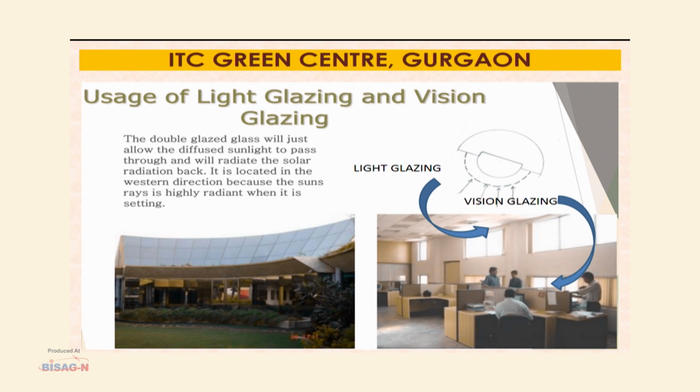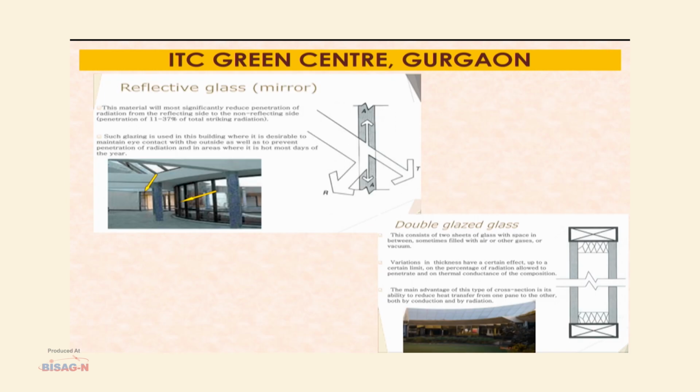It is located on the western side because the sun's rays are highly radiant when it is setting in the evenings. On the other side, it has a DGU glass which reflects the radiation and allows only the light to pass through. This sort of glass is used where eye contact is required at this level with the exteriors of the building. The DGU glass consists of two glasses with a space of vacuum or special gas filled in between.